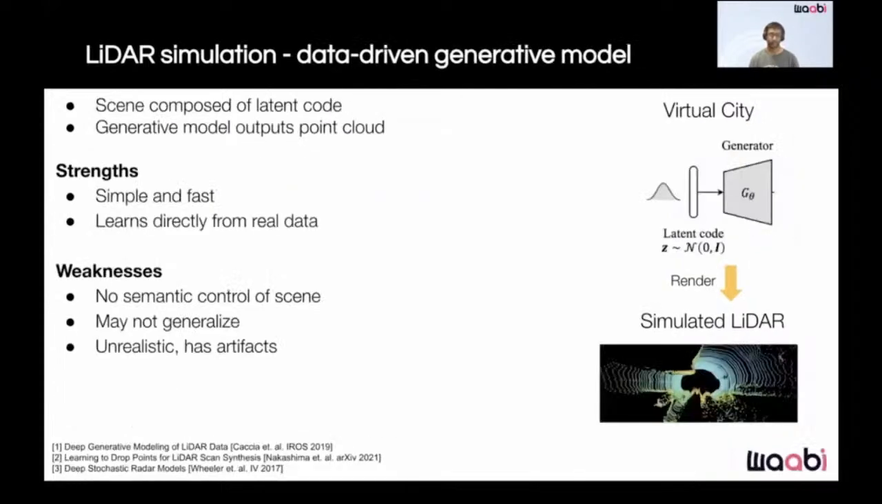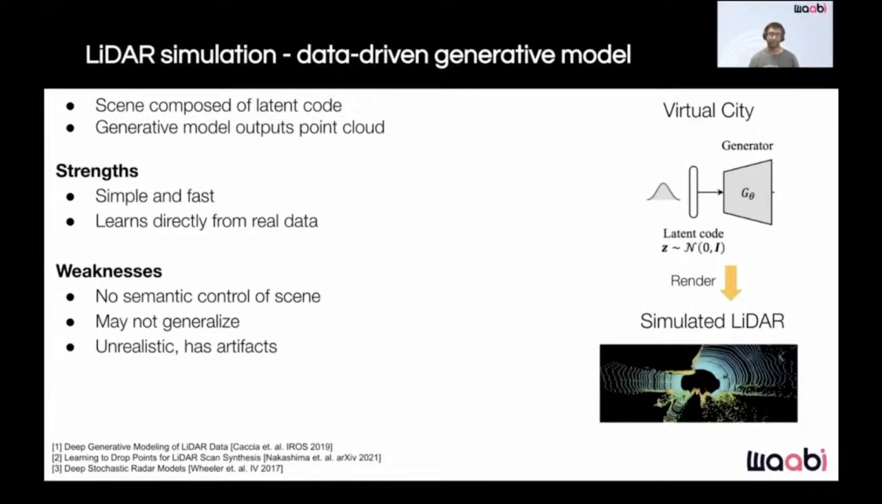Another approach to LiDAR simulation is to not use raycasting at all, and instead use a data-driven generative model that takes a latent code as input, which represents the scene, and directly outputs the final point cloud. This approach is fast and gains a nice prior based on learning from real data, but there's no semantic control of the scene, and the point cloud generation is usually for a fixed size, and it's not a multi-view or temporally consistent approach. And additionally, the resulting point cloud can be overly smooth and have artifacts.